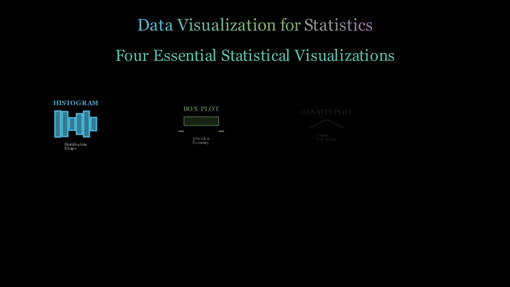We'll master 4 essential statistical visualizations, each revealing different aspects of your data. Histograms show distribution shape. Are your values clustered or spread out? Symmetric or skewed? They're your first stop for understanding data structure. Box plots display the 5-number summary visually: minimum, Q1, median, Q3, and maximum, perfect for comparing groups and spotting outliers. Density plots smooth out the histogram's jagged edges, revealing the underlying probability distribution with elegant curves.